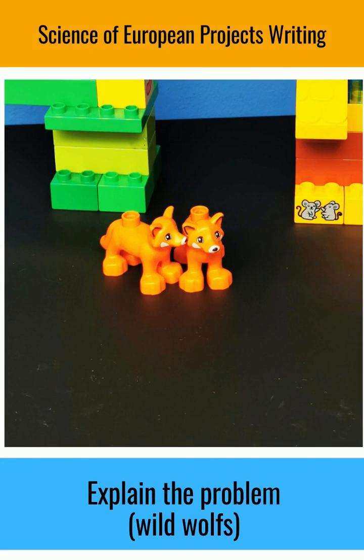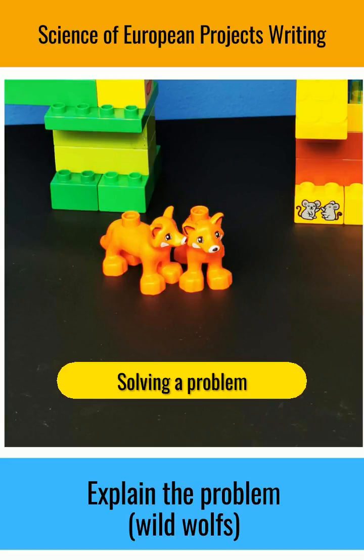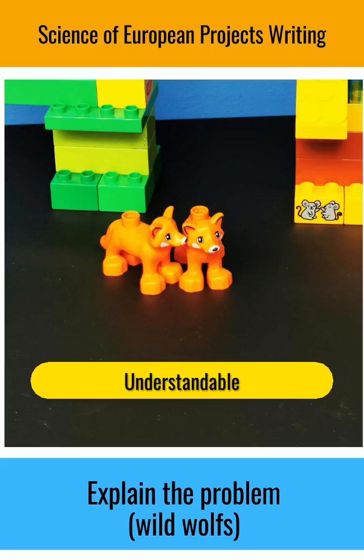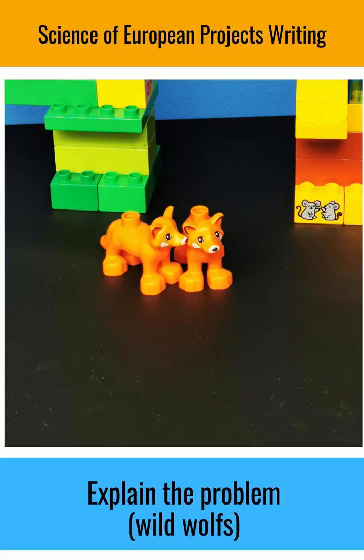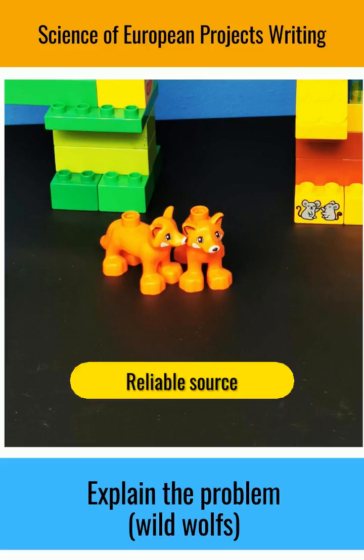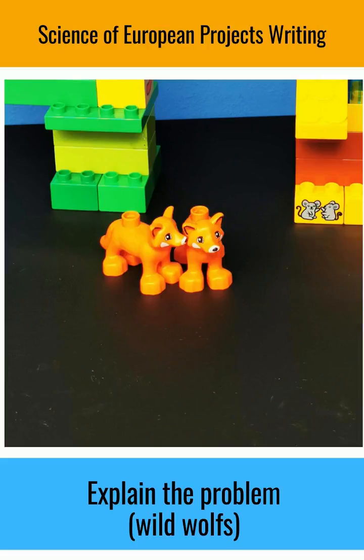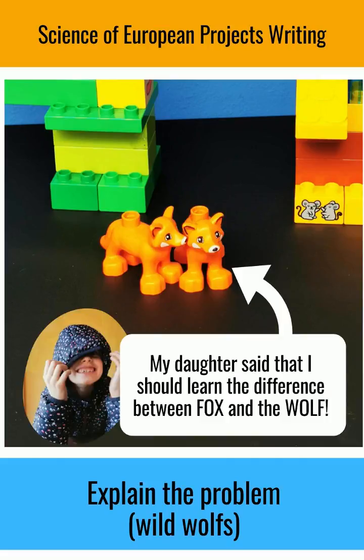Explain the problem. If you are doing a key action 2 projects, that means that you are solving a problem. So explain the problem in a way that would be understandable. You also need to provide the evidence that shows the existence of this problem from a reliable source, from university research or academic paper, or maybe from statistics. If you fail that step, you will probably fail the complete project as well. At that point, my daughter said that I should learn the difference between fox and the wolf.